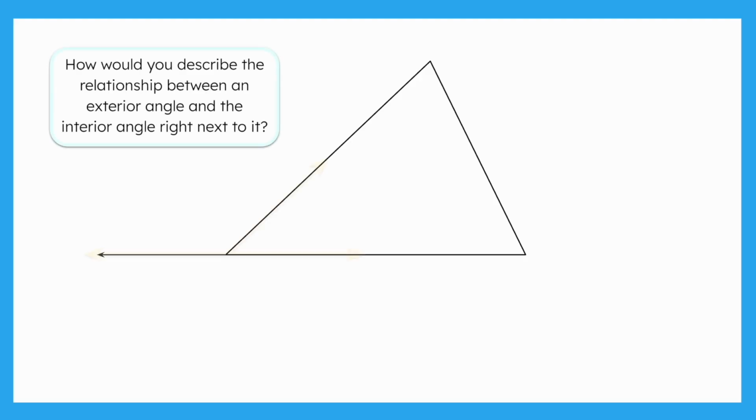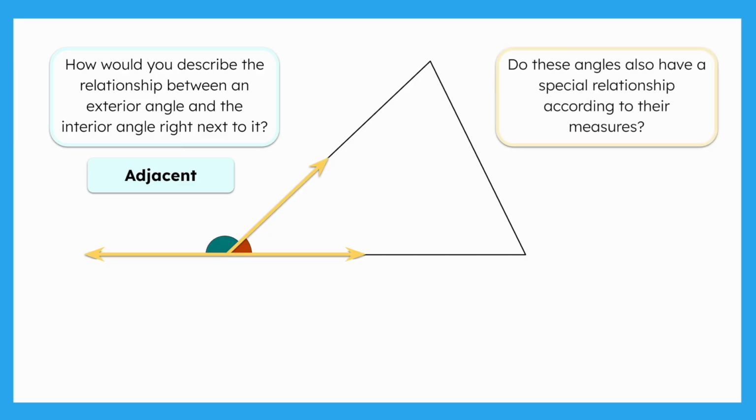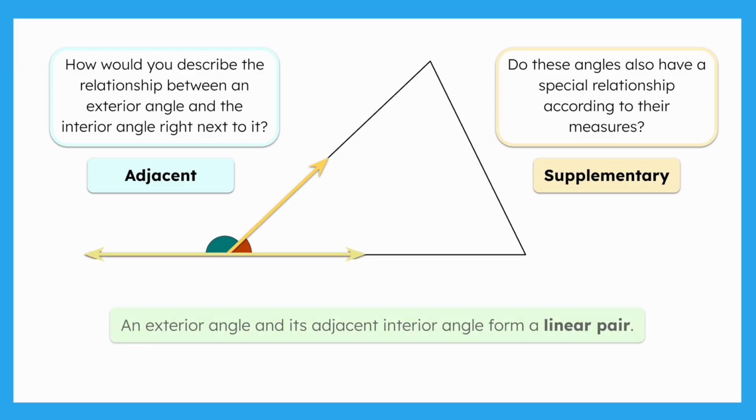In the last lesson, we looked at how to describe pairs of angles. How would you describe the relationship between an exterior angle and the interior angle right next to it? Aha! These angles are adjacent because they share a side and a vertex. Do these angles also have a special relationship according to their measures? They are also supplementary since they form a straight line. And since these angles are supplementary and adjacent, we can also call them a linear pair.